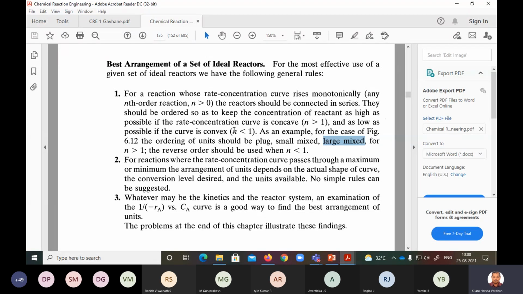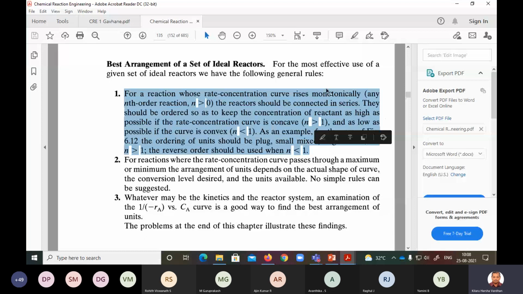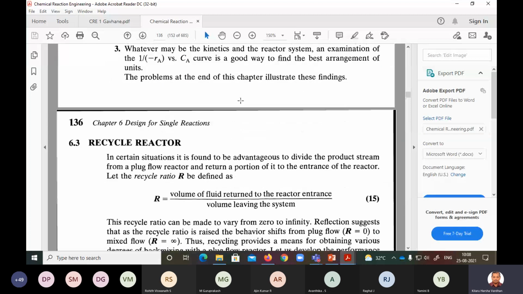Now this will be surprising to you, but it is true. I'll show you one set of reactions. I'll just read this: the reactions where the concentration curve passes through a maximum. This point is very important. This is illustrated at the end of the chapter in the problems. You have to do the problems to find this out. So somehow try to write this down in your notes. This is the best arrangement for an ideal set of reactors, right?